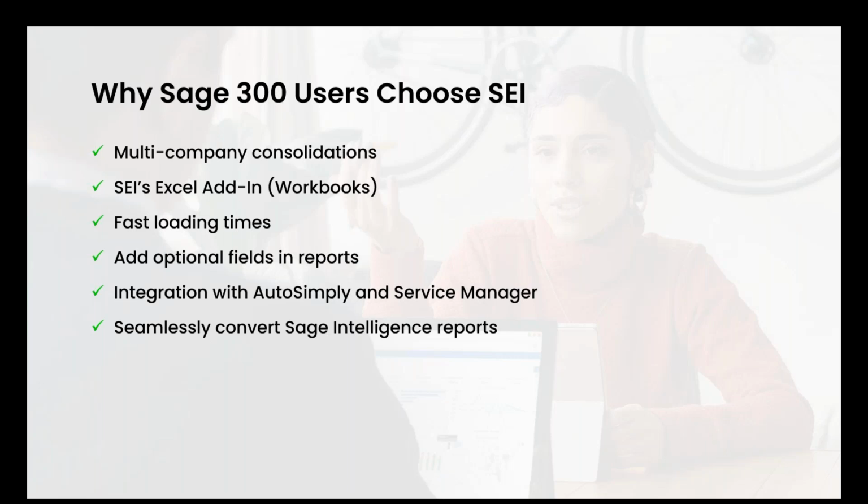Faster loading times when it comes to larger data sets. You also have the capability to report on the optional fields that you've created in Sage 300. We also have integrations with AutoSimpli and Service Manager, and this kind of goes hand in hand with the pre-built reporting templates that come out of the box. So we have the pre-built reporting templates for finance and other departments and other data that comes straight from Sage 300. Now we also have reports for AutoSimpli and Service Manager. So these reports are ready to go. You don't have to configure them. All of your data is in there.